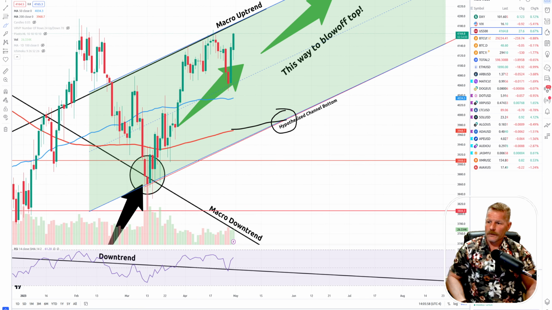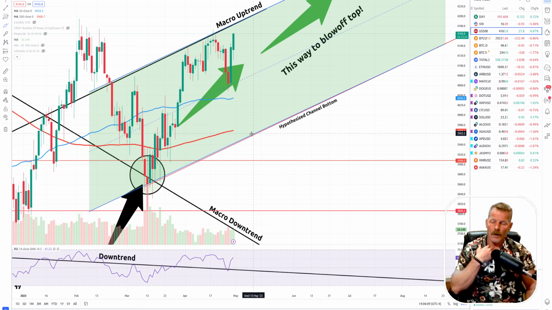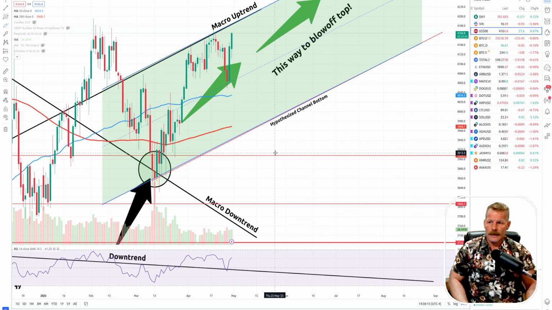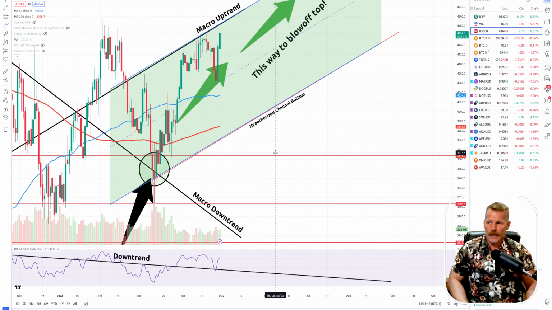The question really becomes at this point, are we going to come back down here and have a healthy pullback to retest the top side of this 200-day moving average? Or are we going to just continue to go up, up, up? If that is the case, the downside will be very harsh in the future. So we have to watch this closely, but everything is lining up.